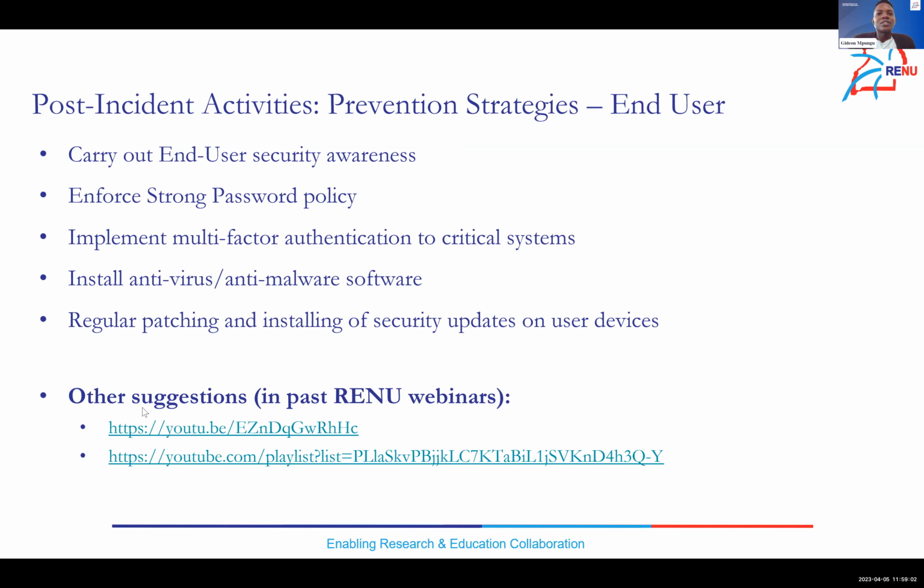No matter what you do, you're only as strong as your weakest link, and your weakest link in any system is usually the user, right? So it's important to make sure that end user awareness is done the right way. Some of the things that you can enforce are strong password policies and multi-factor authentication on critical systems.